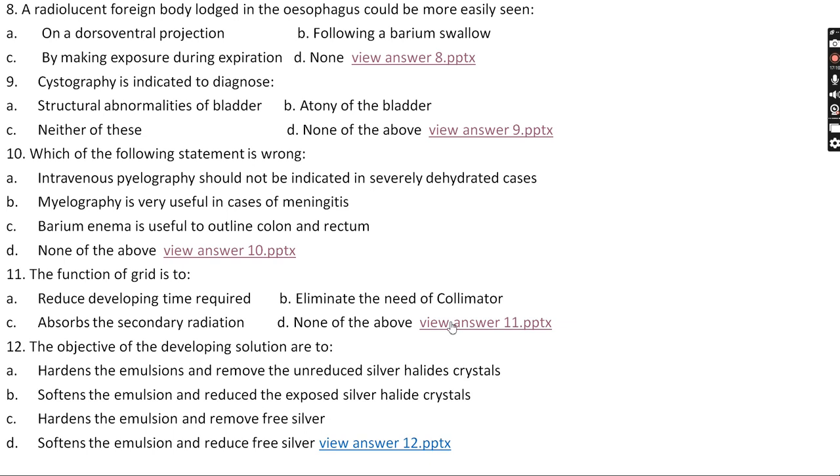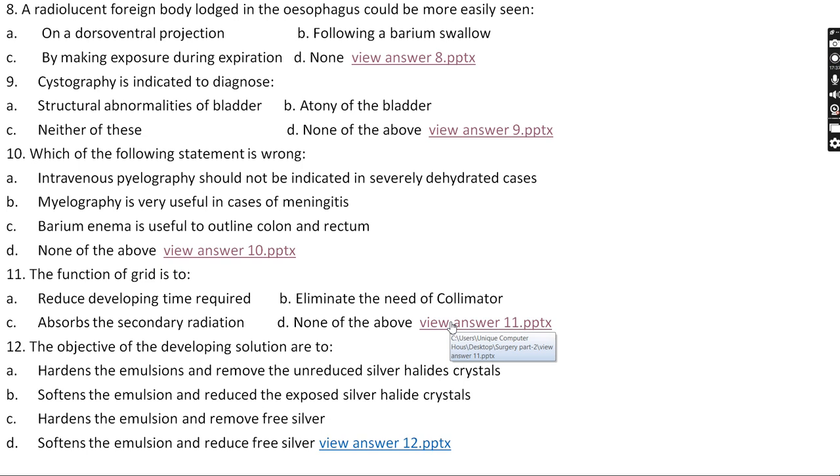Question number 12. The objective of the developing solutions is to: option A, harden the emulsion and remove the unreduced silver halide crystals; option B, soften the emulsion and reduce the exposed silver halide crystals.